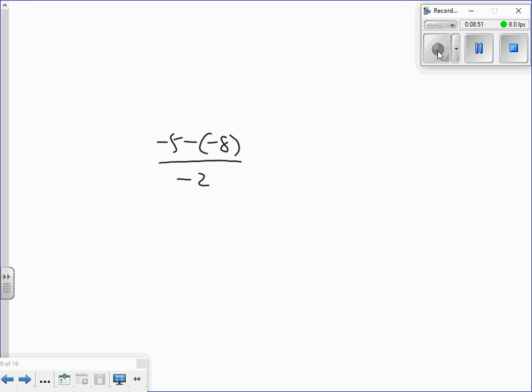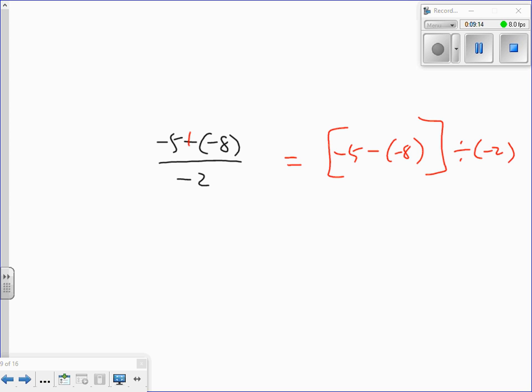Your next question is a grade 8 question. It's a subtraction question with a division thrown in. So we said if you have this, this would be the same thing as taking -5 take away -8 in brackets, and then taking that answer and dividing by -2. These are the same thing, but we'll do it in the black ink rather than the red ink. So -5 take away -8.